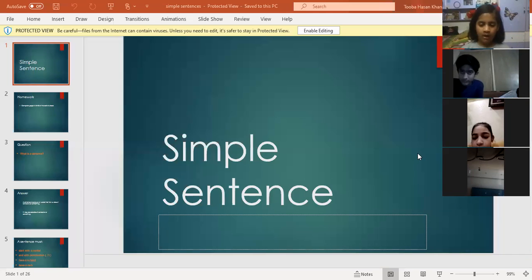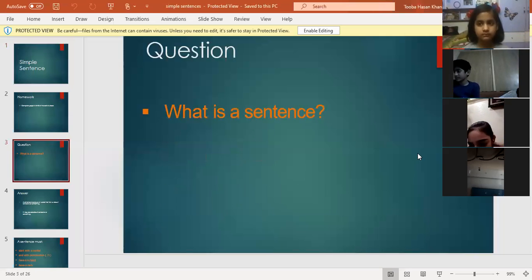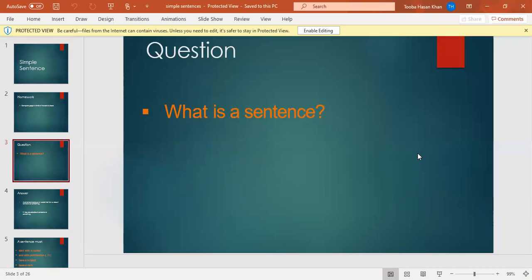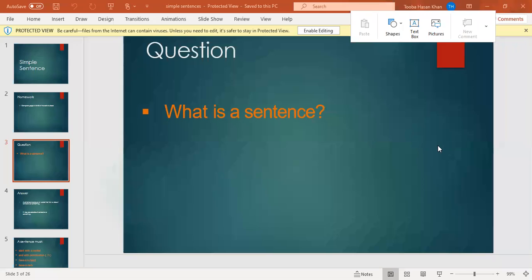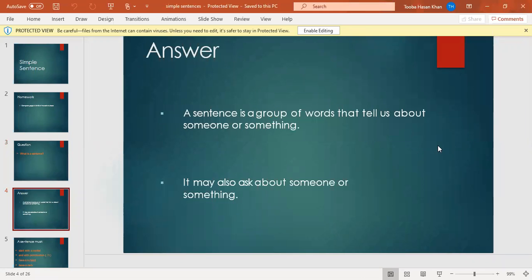All right. The topic for our today's class is simple sentences. So first of all, tell me, what is a simple sentence? What do you think is a sentence? The answer is, a sentence is a group of words that tell us about someone or something. Okay? It is a group of words. We combine certain words to make a complete sentence.